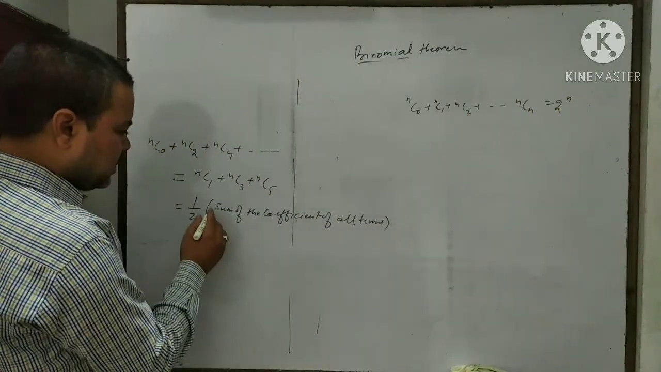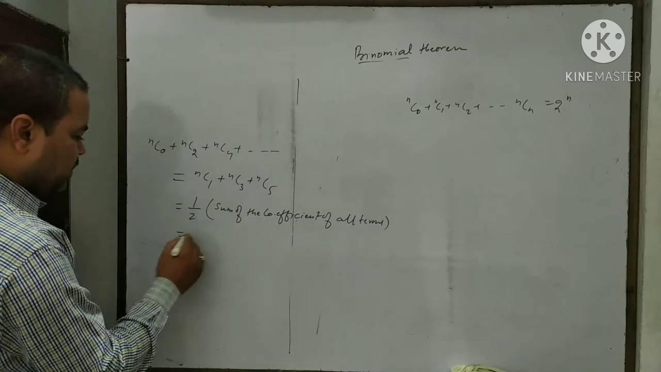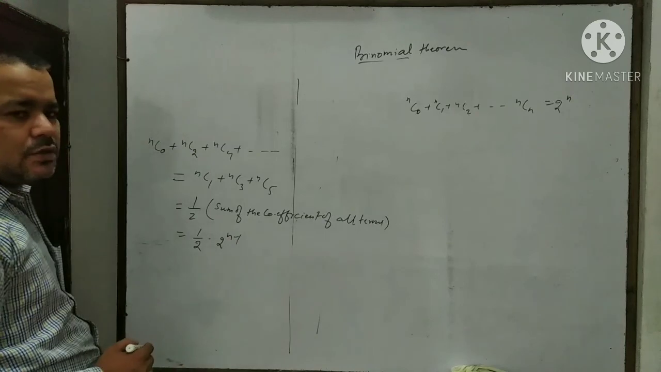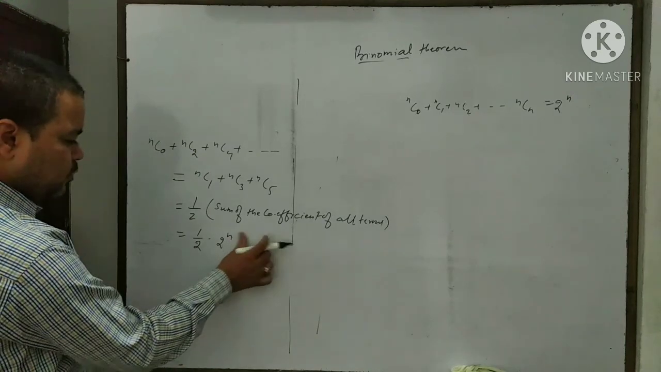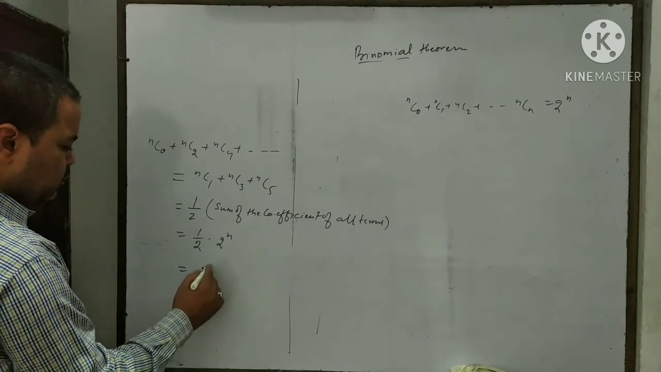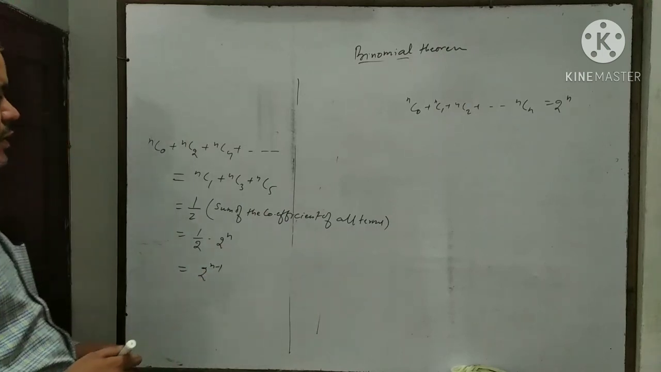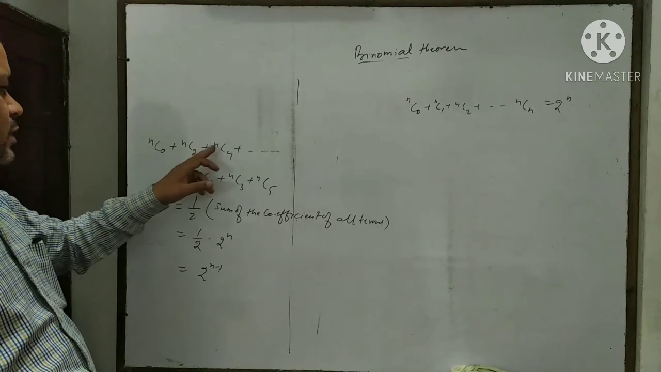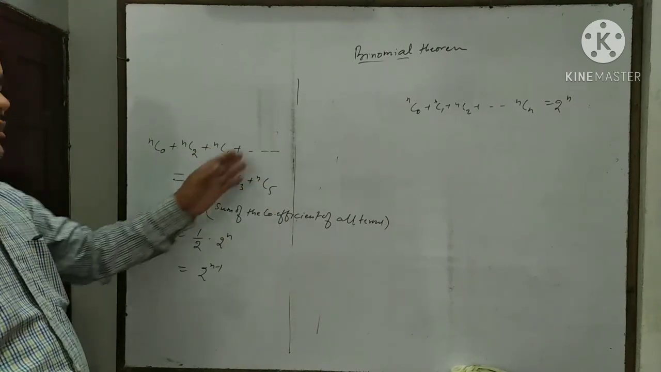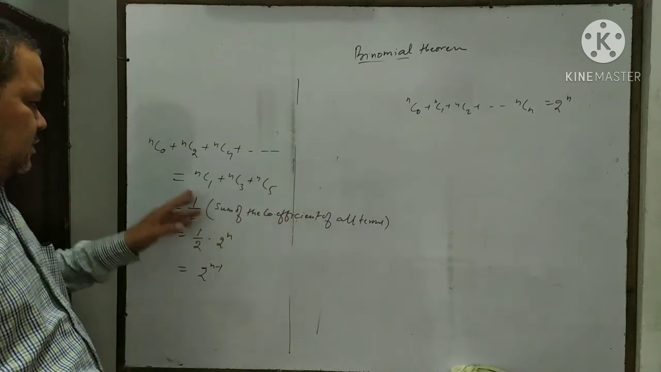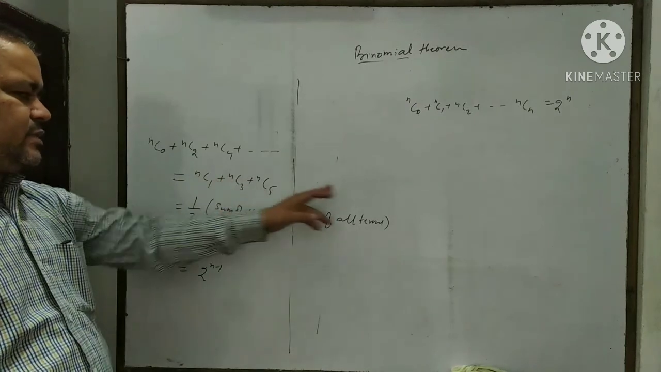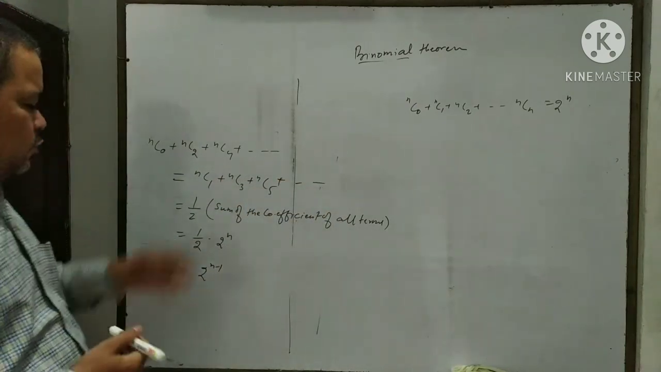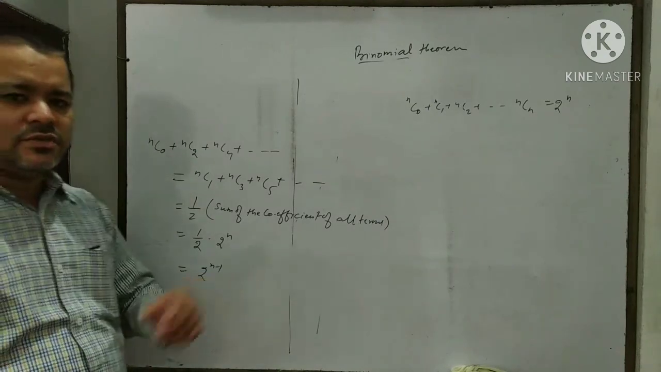So here in place of the sum of the coefficients of all terms, we can write 1 by 2 into 2 raised to power n, and its value will be 2 raised to power n minus 1. It means we can write nC0 plus nC2 plus nC4 plus up to so on, is equal to nC1 plus nC3 plus nC5 plus like that, and its value will be equal to 2 raised to power n minus 1.